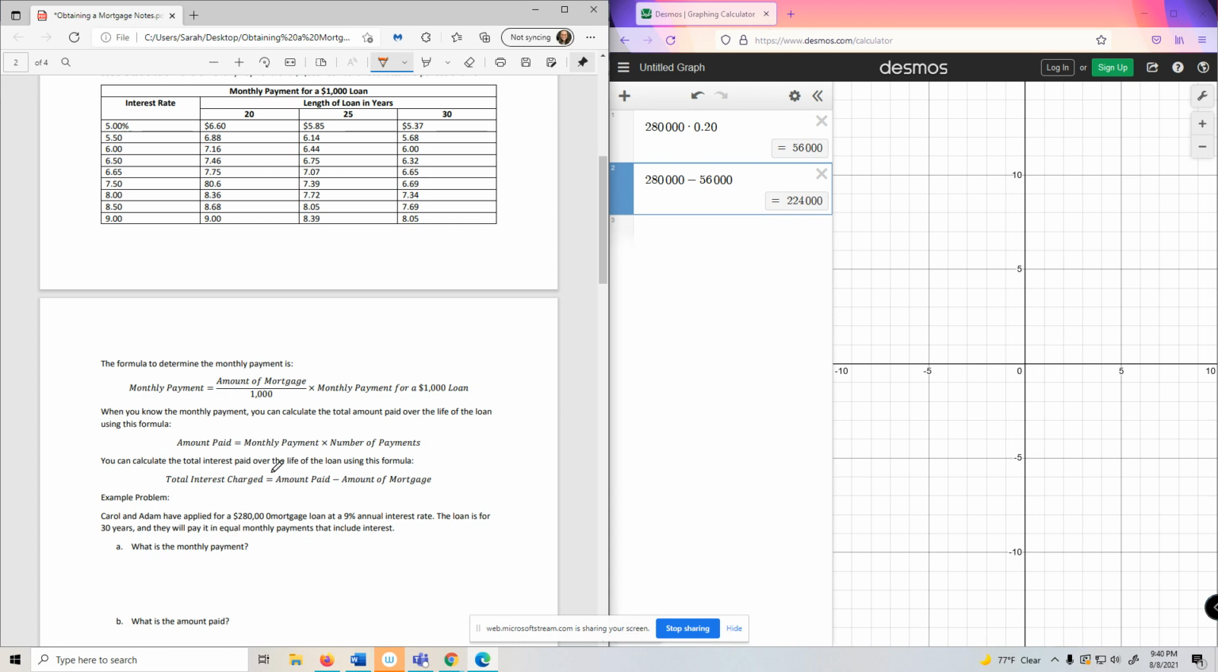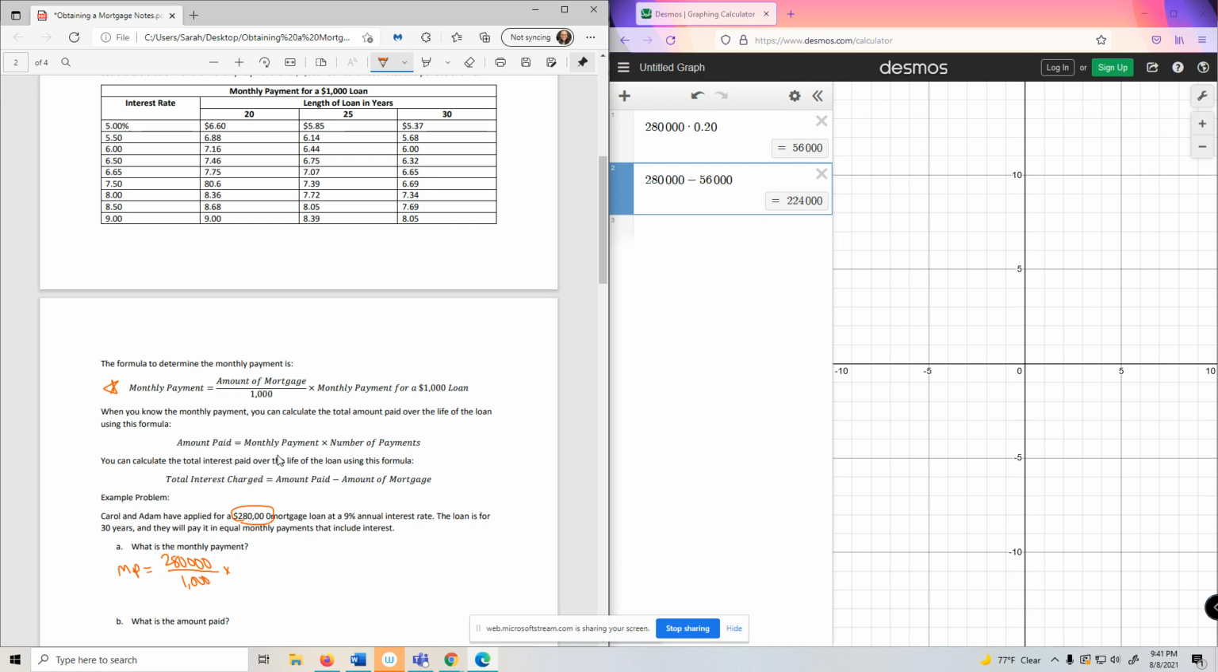Carol and Adam have applied for a $280,000 mortgage loan at 9% annual interest rate. The loan is for 30 years, and they pay equal monthly payments that include interest. The first thing we want to find is the monthly payment, which is this right here. The monthly payment is the amount of the mortgage, so that's this $280,000 over 1,000 times the monthly payment for a $1,000 loan.